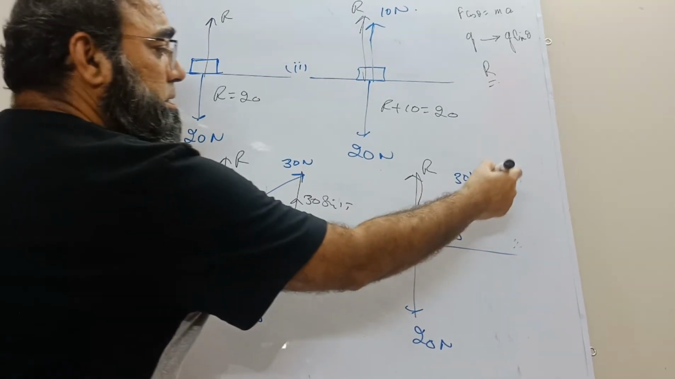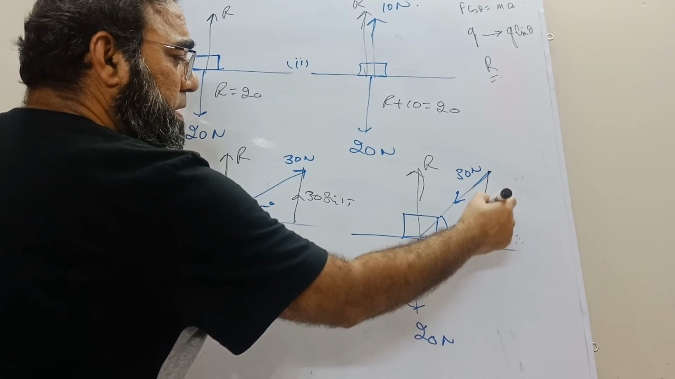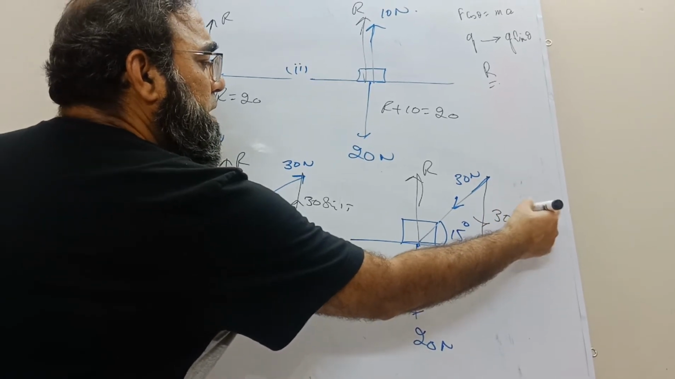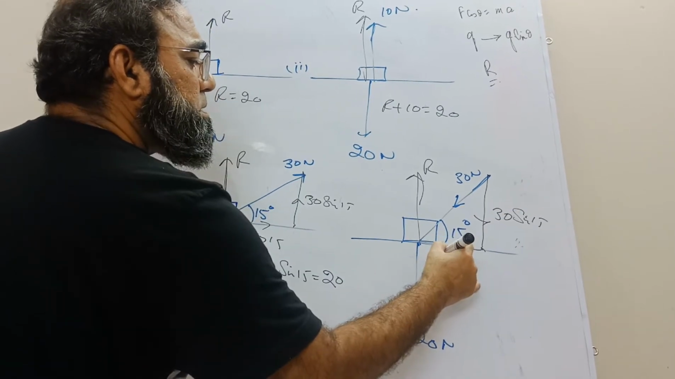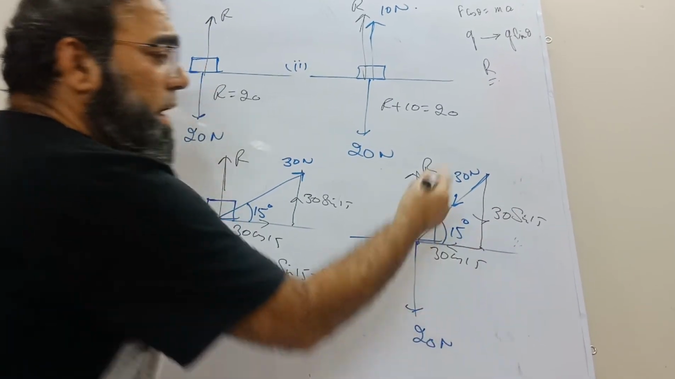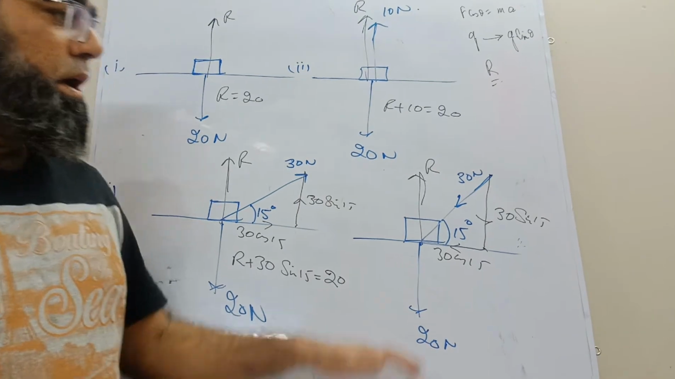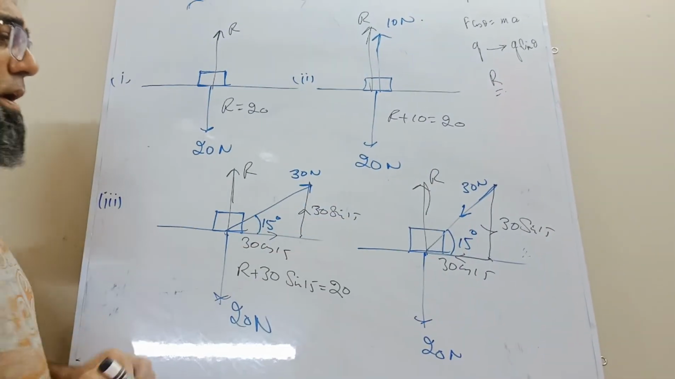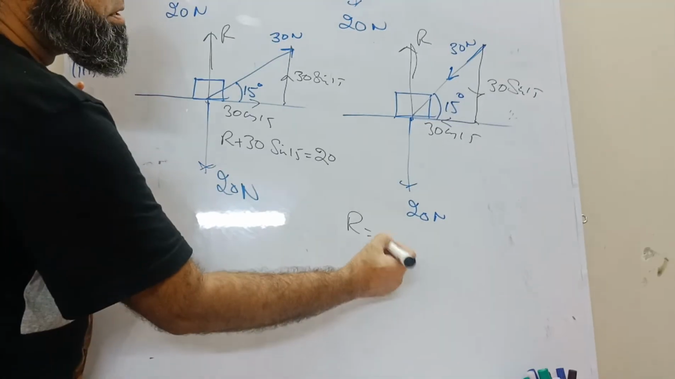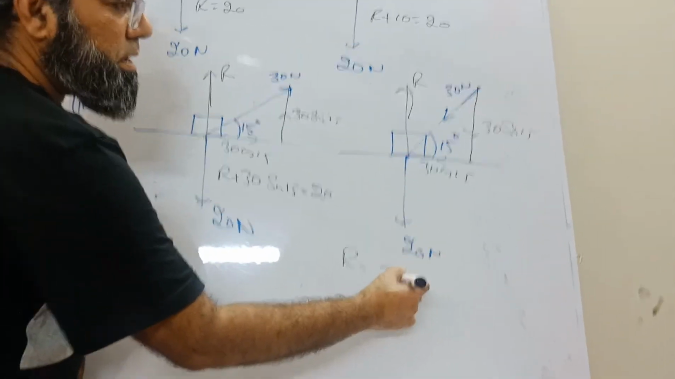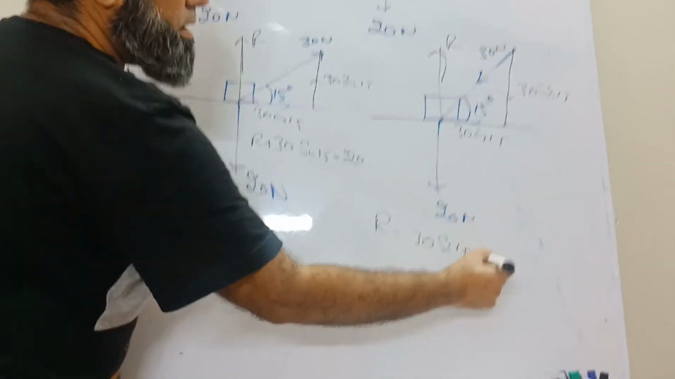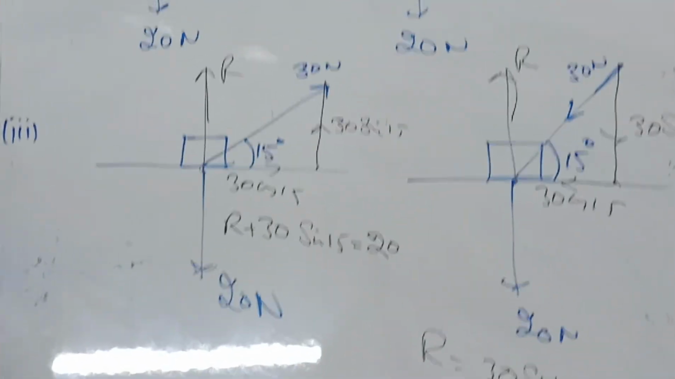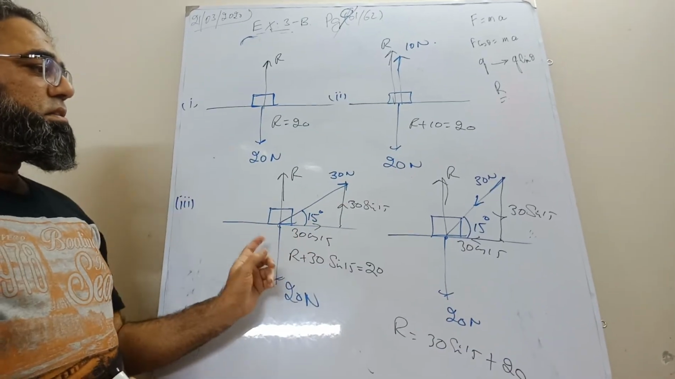And in this case, if you resolve it parallel and perpendicular, this is going to be 30 sin 15, and this is 30 cos 15. This is a very different situation here. Now there is just one force R upward, and there are 2 forces downward. So this R in this case is going to be 30 sin 15 plus 20. So this is how you find R. These are the easier cases.